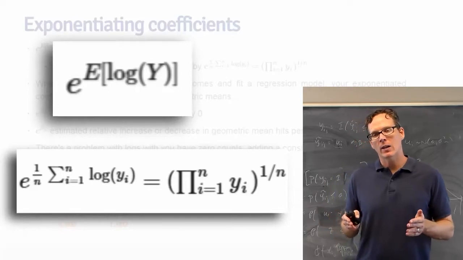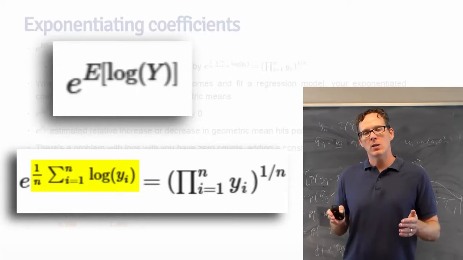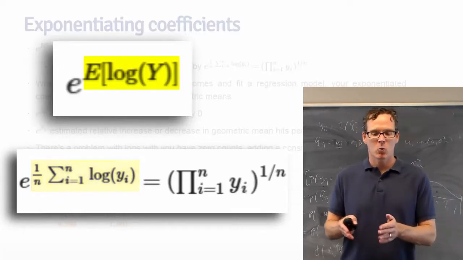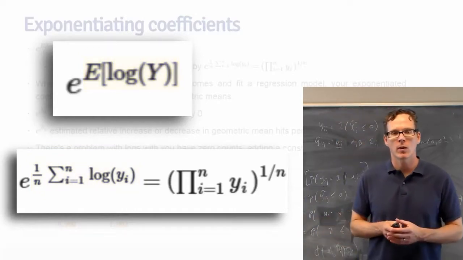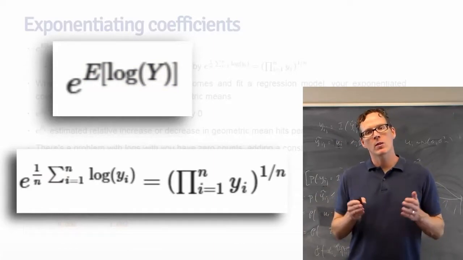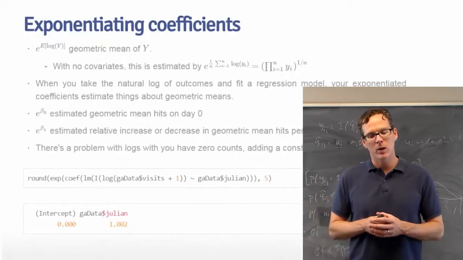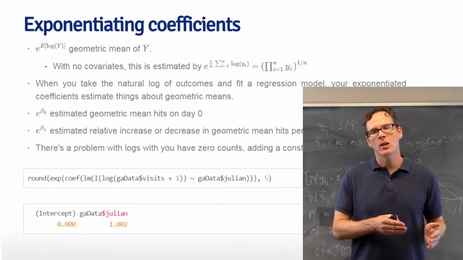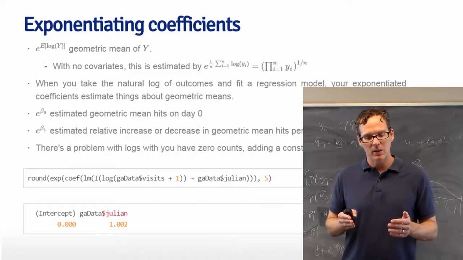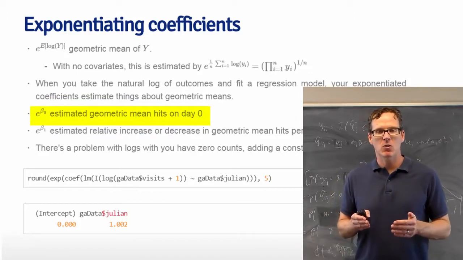And we know that if we collect a lot more data in our sample, the arithmetic mean will converge to something. So the geometric mean is what this quantity, the product of the data raised to the 1/nth power, converges to. So what it turns out is when you take the natural log of the outcome in a linear regression, then your exponentiated coefficients are interpretable with respect to geometric means. So for example, e to the beta 0 is the estimated geometric mean hits on day 0.